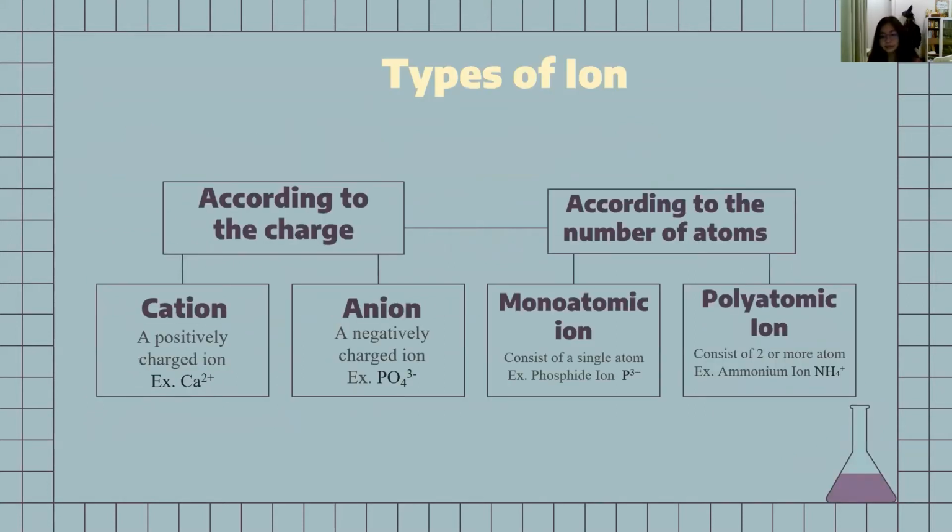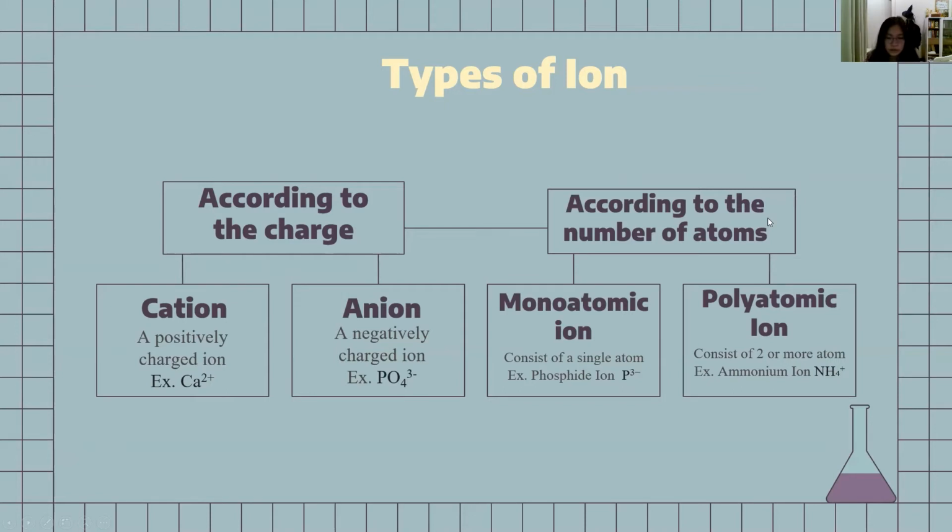There are two types of ion: according to the charge and according to the number of atoms. According to the charge, it can be a cation or an anion. A cation is a positively charged ion, for example Ca2+ or calcium, and an anion is a negatively charged ion. As you can see from the sign here, this is the charge. For calcium it's positive 2 or 2+, and for this one it's 3-.